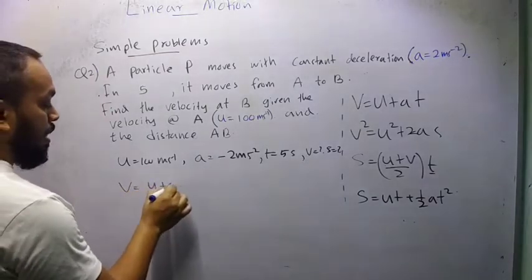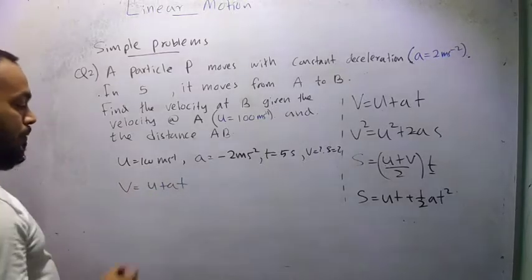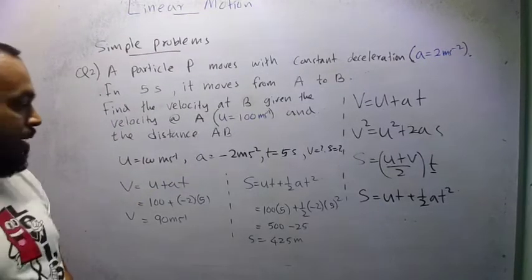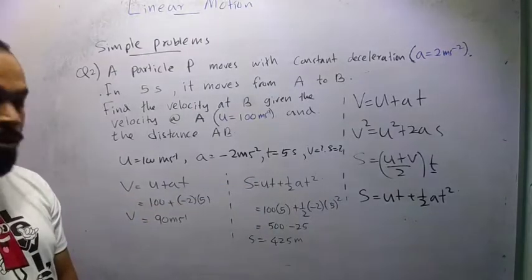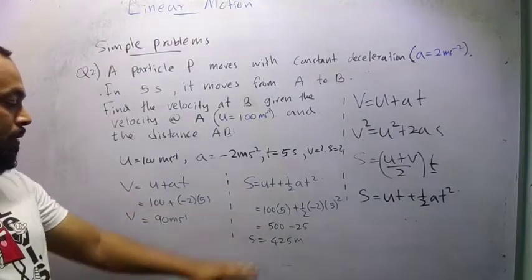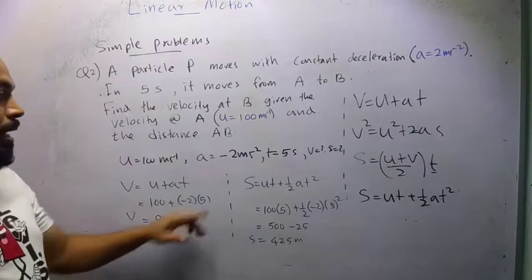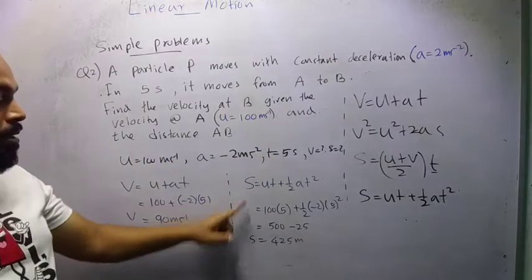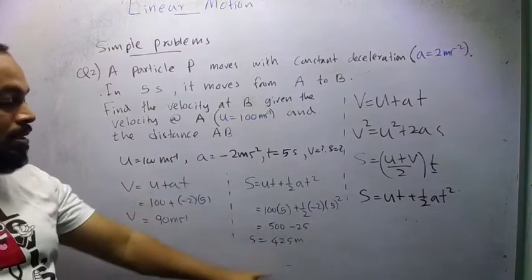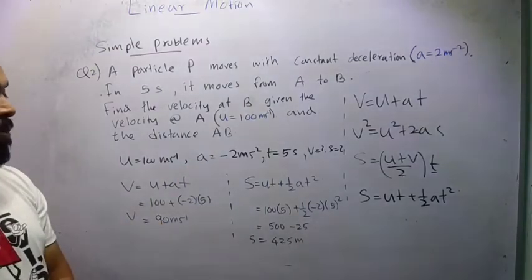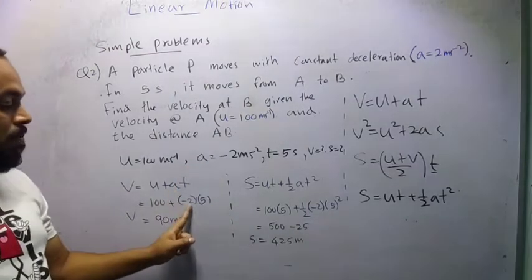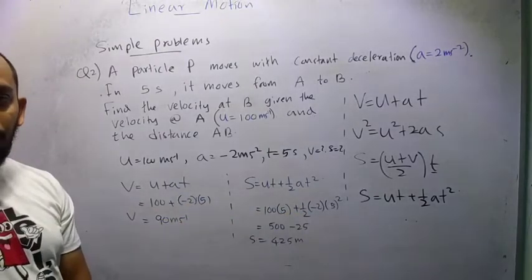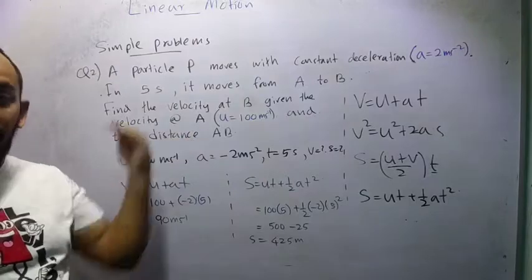v equals u plus at. Mention the formula first. Right. So go through the steps and you can find the answer. The velocity at B would be 90 meters per second. The displacement AB distance again is 425 meters. So notice here that a is replaced by minus 2. We assume this occurs from here to here.